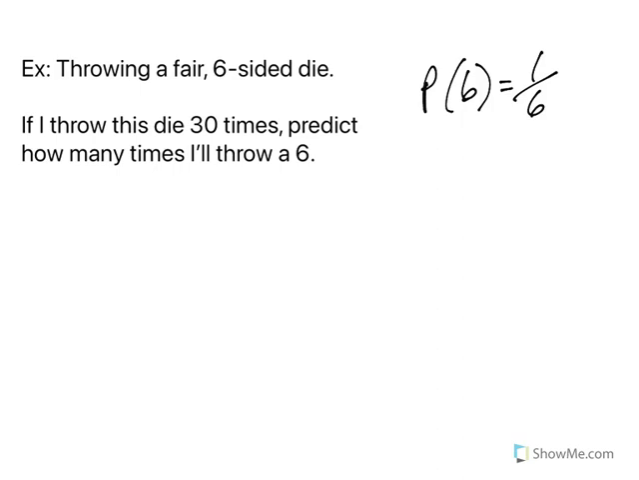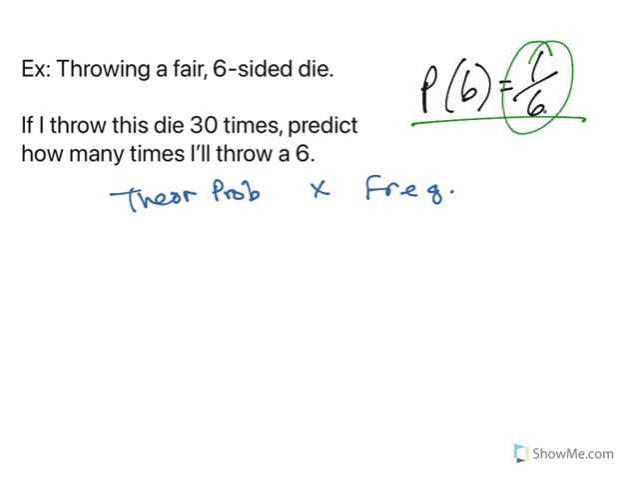We are going to throw a fair six-sided die, which has 6 potential sides, right? 1, 2, 3, 4, 5, 6. If I throw this die 30 times, predict how many times I'll throw a 6. Okay, now we just said theoretical probability times the frequency. The probability of rolling a 6 on a fair six-sided die is 1 out of 6. There are 6 total outcomes. One of them is a 6. So theoretical probability, 1/6. Now let's multiply by the frequency. How many times are we doing this? 30. So if I do this 30 times, realistically, 1 out of every 6 times should be a 6, right?